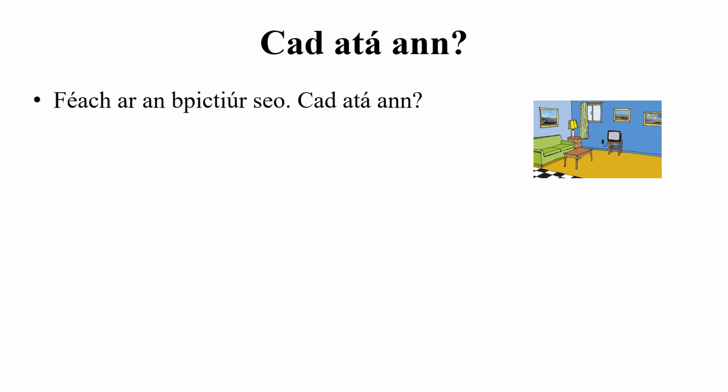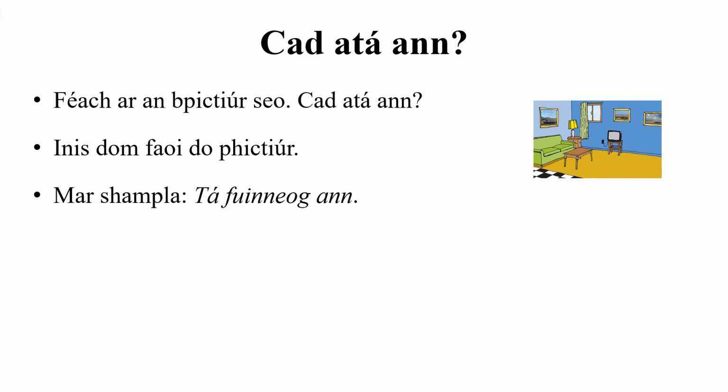Cad atá ann? Féach ar an bpictiúr seo. Look at this picture. What's there? Inis dom faoin bpictiúr. Tell me about your picture. Mar shampla, tá fuinneog ann. For example, there's a window.